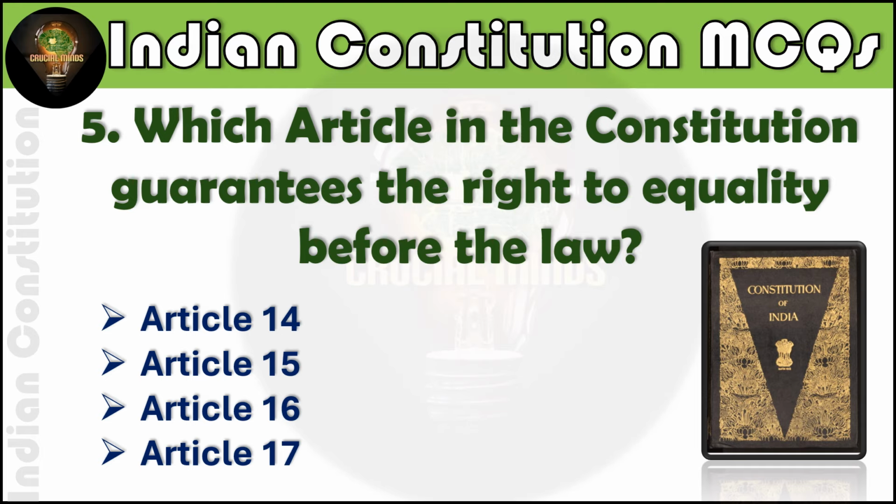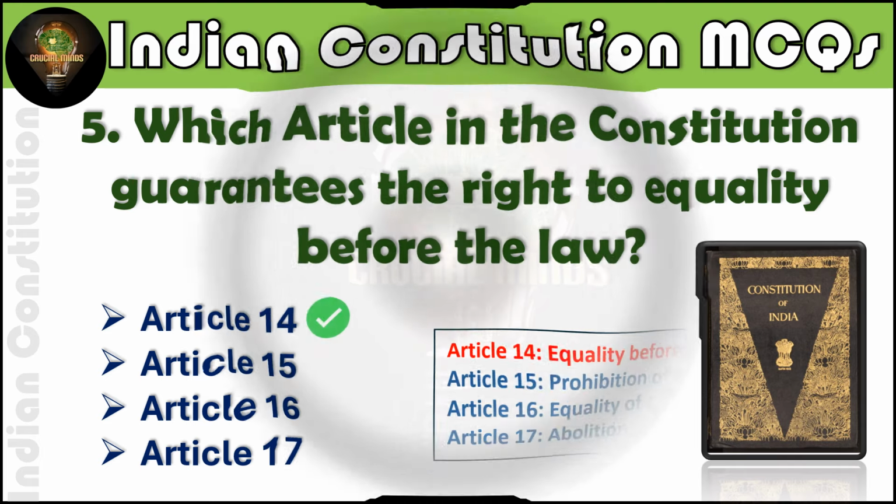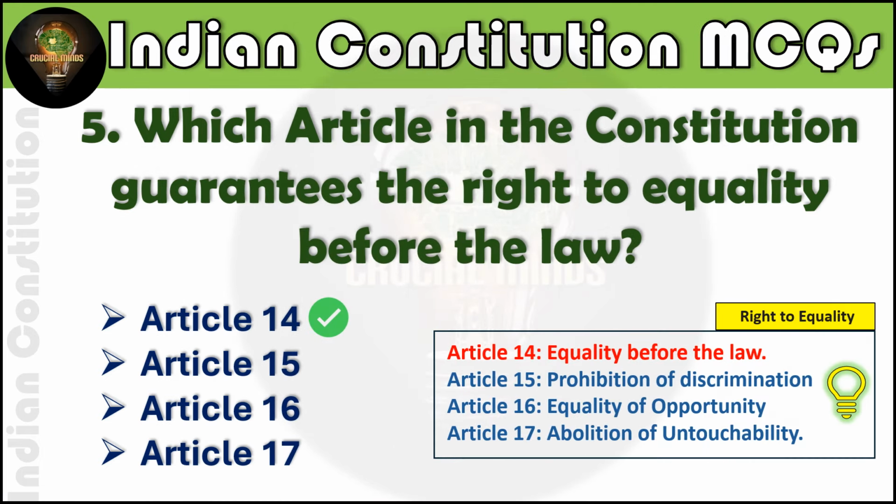Question number 5. Which article in the Constitution guarantees the right to equality before the law? The answer is Article 14. Explanation: Article 14, Equality before the law; Article 15, Prohibition of discrimination; Article 16, Equality of opportunity; Article 17, Abolition of untouchability.